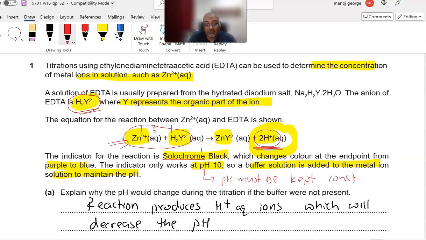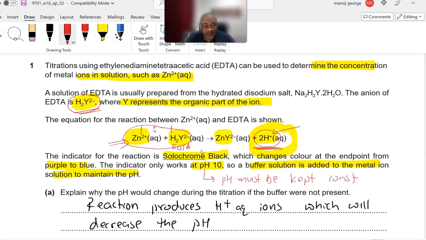And as you see in this equation, there is also an H plus ion which is being released as a product. That means the solution will become acidic in time. So that's the reaction there. This is representing the EDTA there, and the relationship between that and the zinc ion is 1:1.